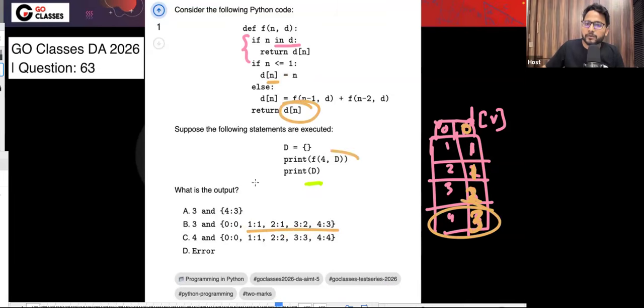It will print the final value also, which means 3 will be printed. So B is the correct answer, right? 3, and this is 0 1 1 2 3. Okay, so that was an easy question. If you just dry run it, you can easily solve this question. Okay, so this was the discussion.